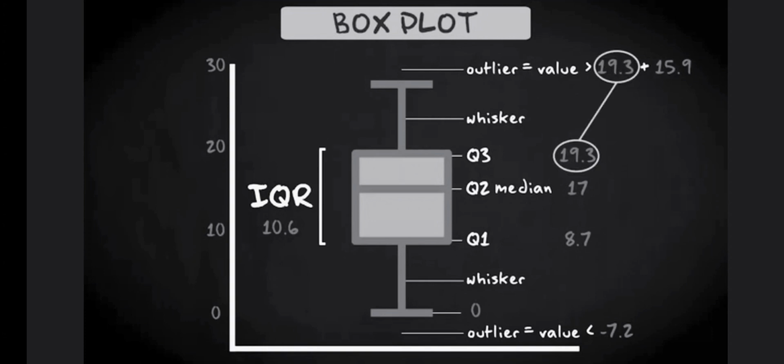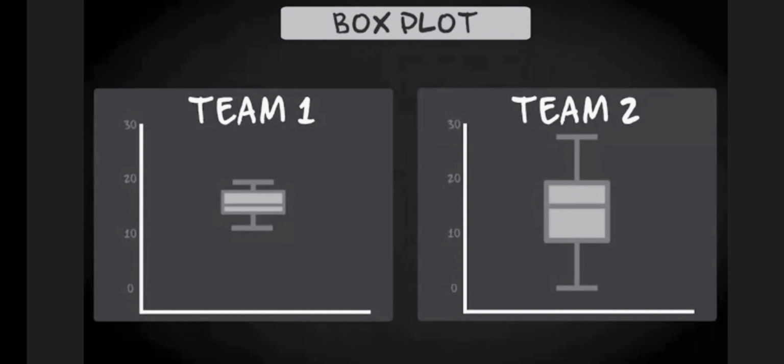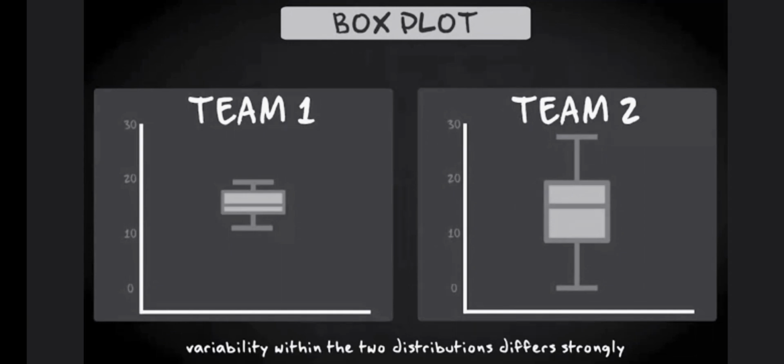Q3 is 19.3, so all values higher than 19.3 plus 15.9 equals 35.2 are outliers. We don't have values this high, so we don't have outliers on this side either. The end of the upper whisker therefore is equal to the maximum value, which is 27.7. So, let's also take a look at the box plot of team 1. If we compare the two box plots, we see immediately that the variability within the two distributions differs strongly.